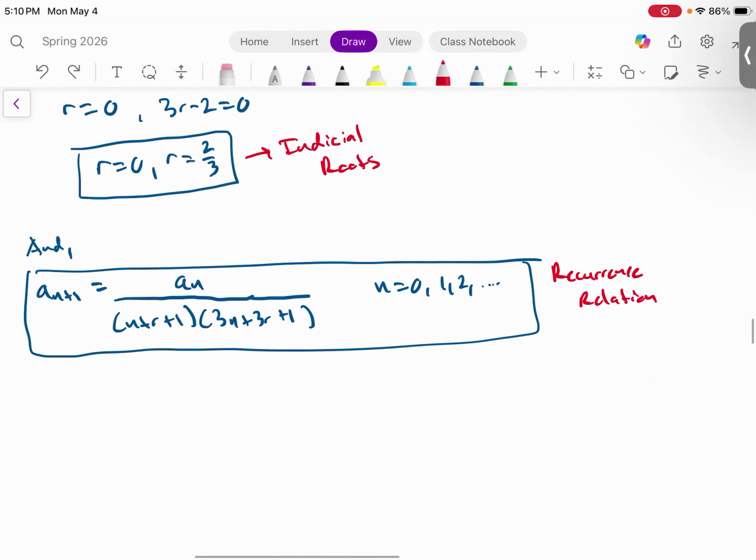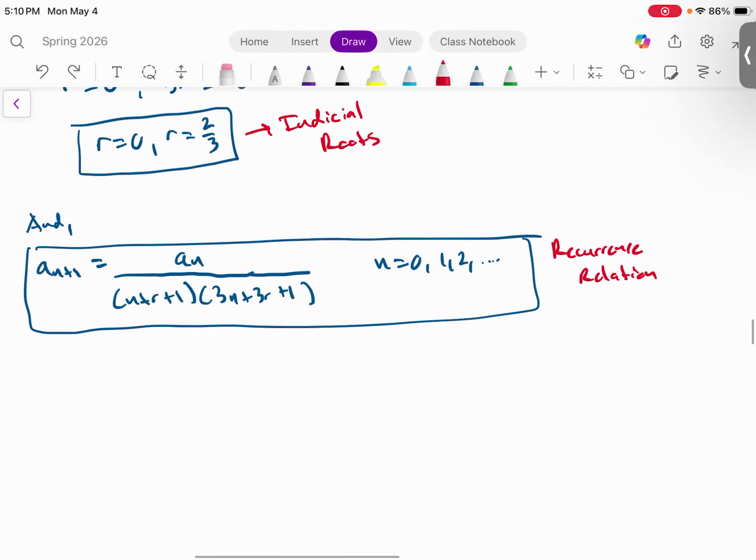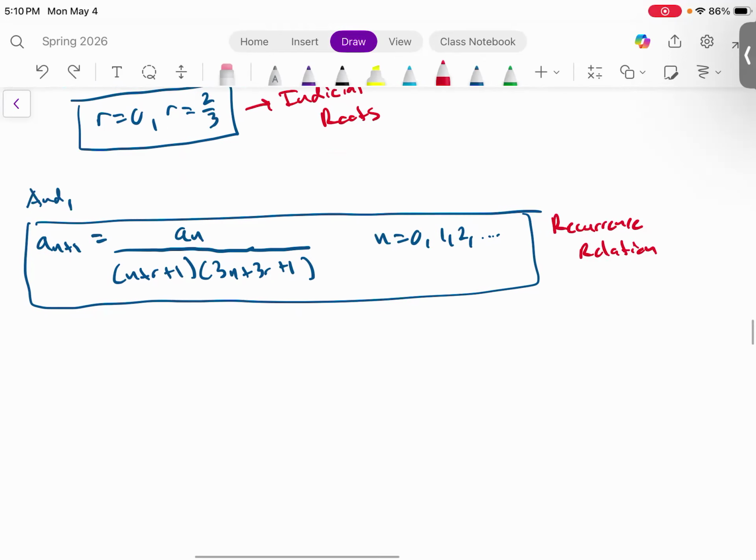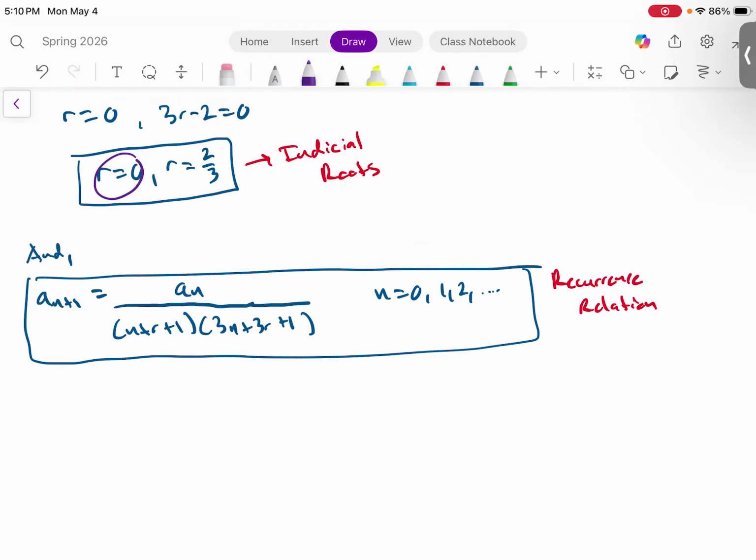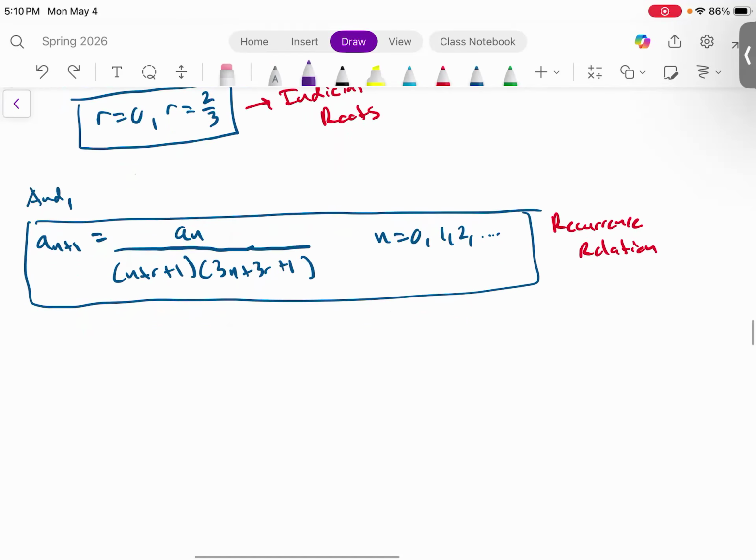Okay, so we have this recurrence relation, but here's a little bit of a different component when we're dealing with these Frobenius method and singular points. It's that we need to substitute in r equals 0 and r equals 2/3 individually into our recurrence relation. So we're going to substitute into this R, this 3R. And we're going to get two different recurrence relations. That's going to give us two different power series. So let's write that down.